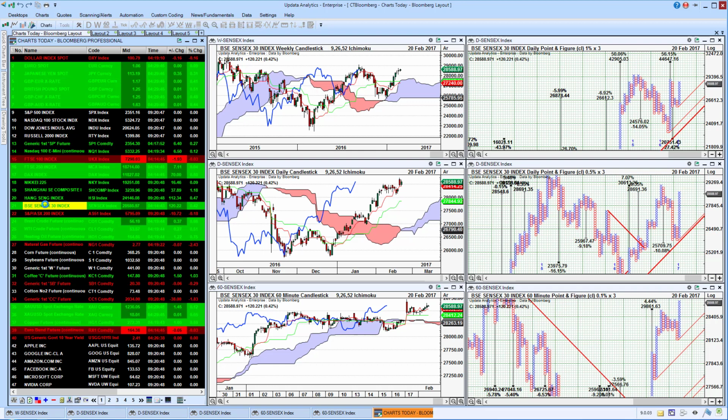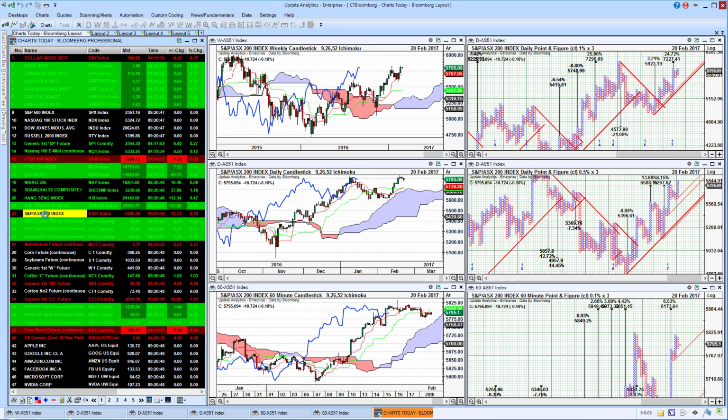Sensex, the Indian market, again breaking to new highs, up 0.4% overnight, looking bullish on all three time frames. And the Australian index just down very, very slightly, but bullish on all three time frames. So we're seeing stock markets just globally looking really good.